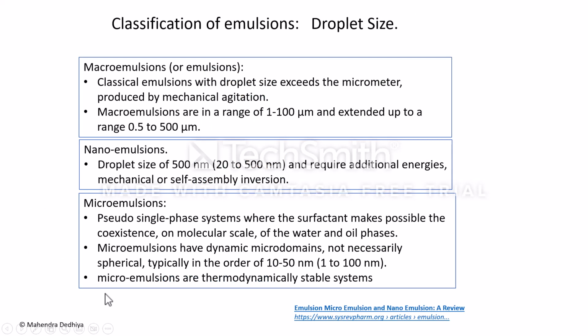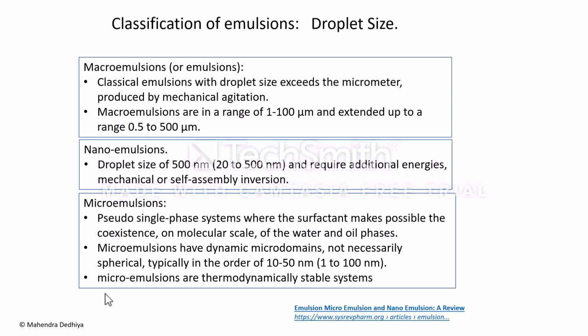Emulsions can be classified by droplet size. And it's very important to understand that, because stability of an emulsion not only depends on oil, water, and emulsifier, but also its droplet size. Macroemulsions, the classical emulsions, the creams and lotions, have droplet sizes that exceed a micrometer, and they are produced by mechanical agitation. They range from 1 to 100 micron and can go even as large as 500 micron.